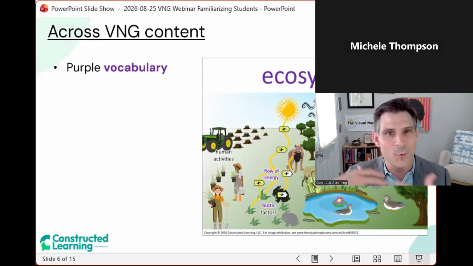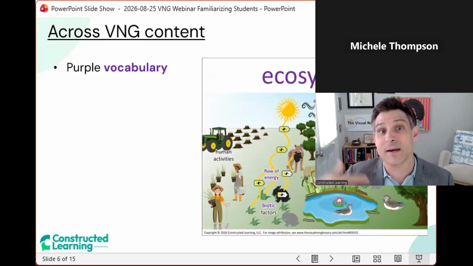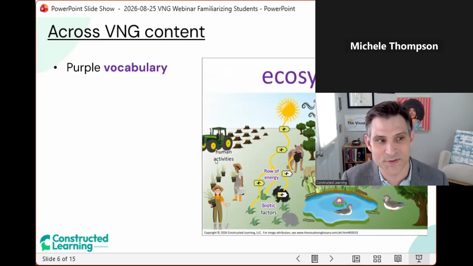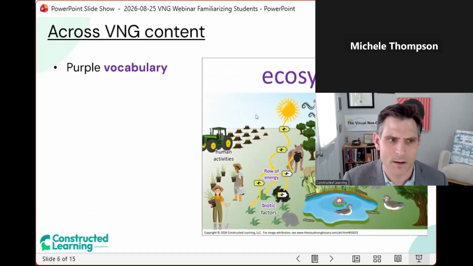Then what we could call secondary words that are important for academic language, they're going to come out in the discussions, and we'll see those in visuals. So we'll see human activities here, but we're not going to make a lesson focus on the human activities. The students will acquire that language through discussions about the ecosystem. That's what I mean by secondary vocabulary. The primary vocabulary, or the main vocabulary, is always going to be bold purple.